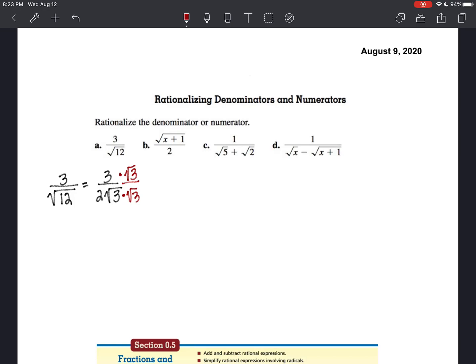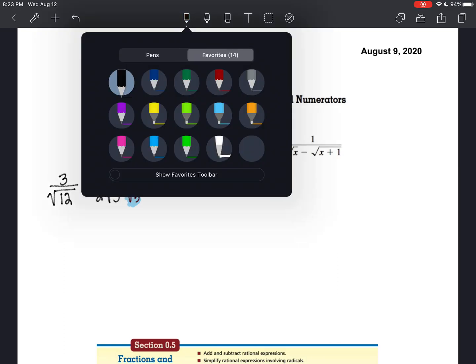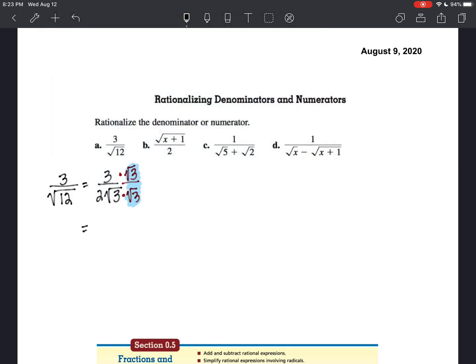So the square root of 3 over the square root of 3, I'm going to highlight that for you. So here I'm just making sure you understand what we're doing. We're taking the original problem, 3 over the square root of 12, and we're multiplying it by a factor of 1. So multiplying by 1 does not change the value, it just changes what things look like. So in the numerator I have 3 times the square root of 3, and in the denominator I have 2 times 3. Well, 2 times 3 is 6, but look what happens. These common factors cancel out, and we end up with the square root of 3 over 2.